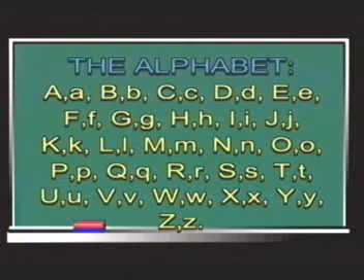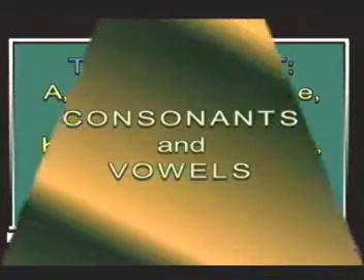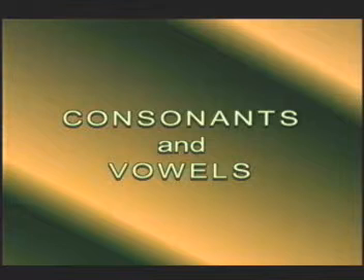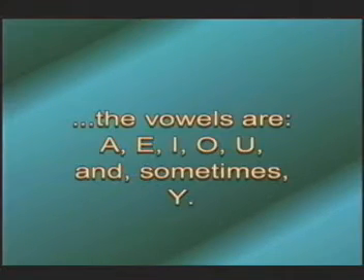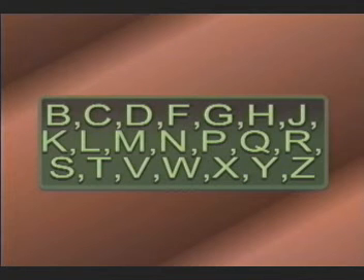What do you have to know first? You have to know that there are two kinds of letters in our alphabet: consonants and vowels. The vowels are A, E, I, O, U, and sometimes Y. All the other letters are consonants. If you don't know them, place the VCR on pause and learn them now.